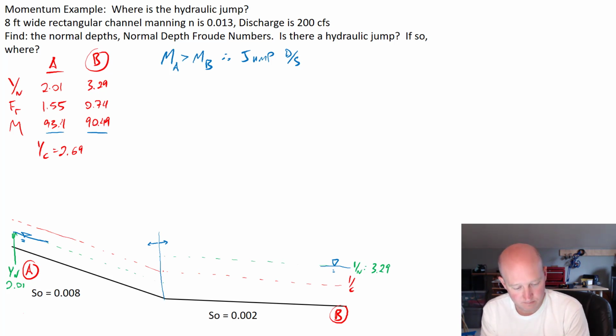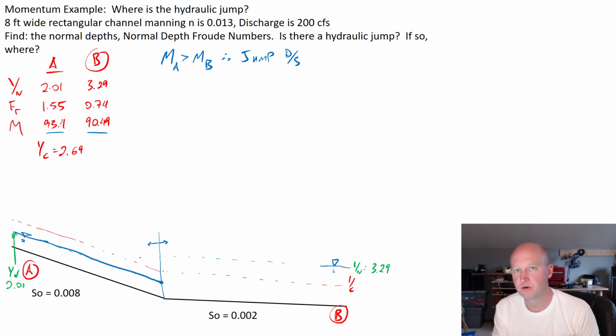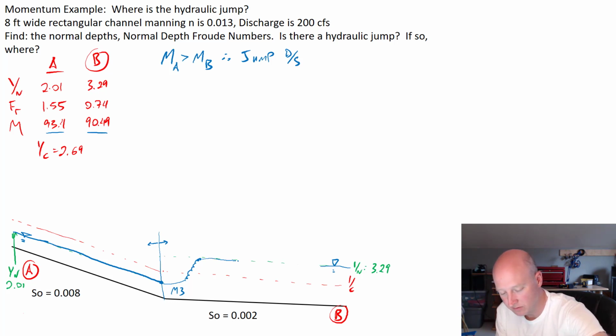So we've got uniform depth to this point, and then we're still supercritical, and we know that we're going to be supercritical on this side now, so that makes this an M3 curve. Not sure I labeled it last time. M3 curve to a hydraulic jump, and the jump goes straight to uniform depth.